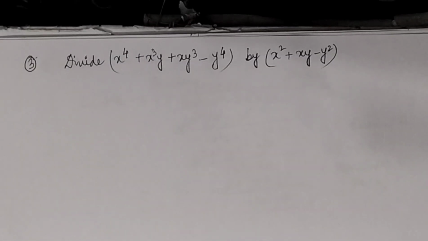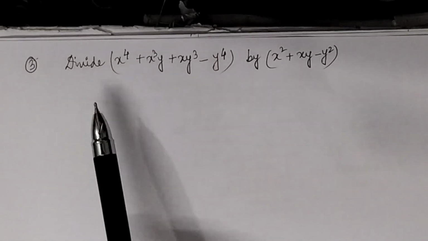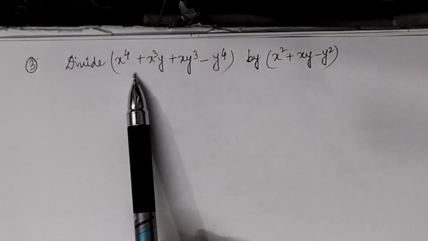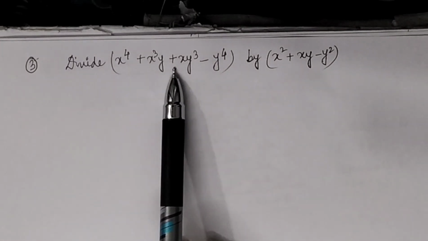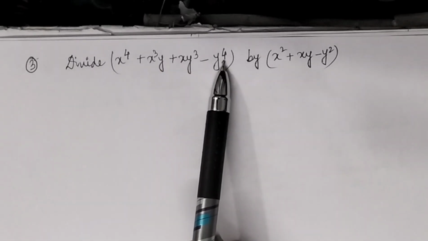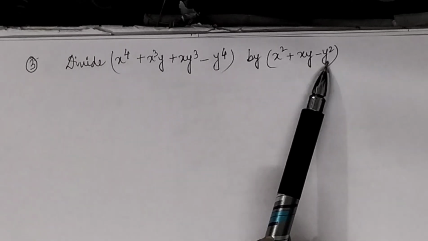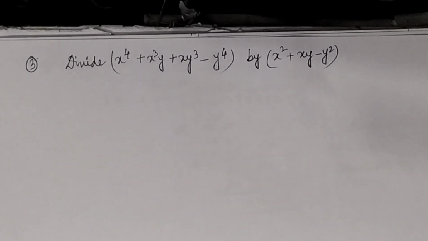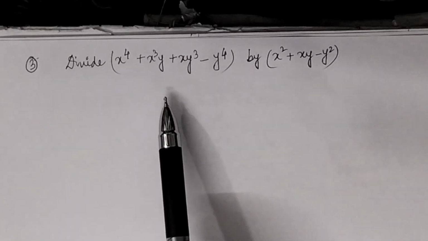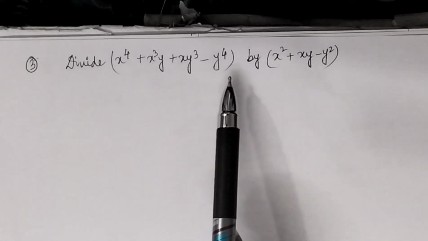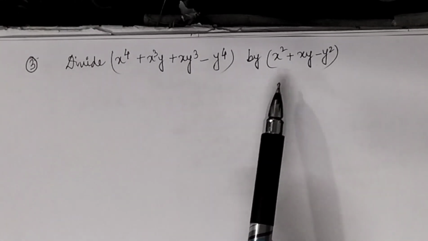Now let's take another example. We have to divide x to the power 4 plus x cube y plus xy cube minus y to the power 4 by x square plus xy minus y square, right? In the other two examples, we found that in both dividend and divisor, only one variable was there.